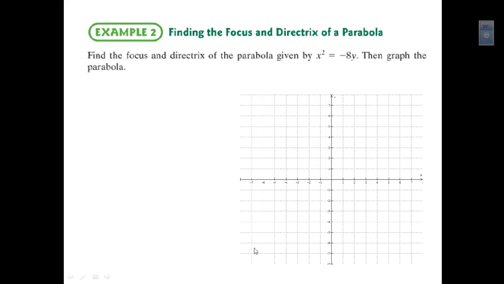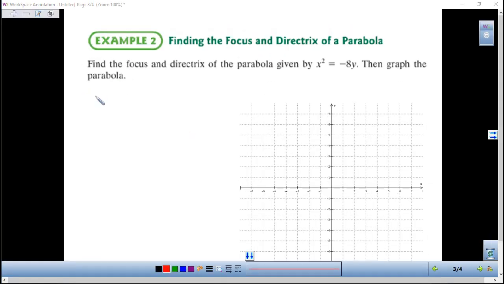Alright, so find the focus and directrix of the parabola given by x squared equals negative 8y, then graph the parabola. Once again, we know the vertex is at (0, 0). We can go ahead and plot that point. x squared means we're going to open up and down.